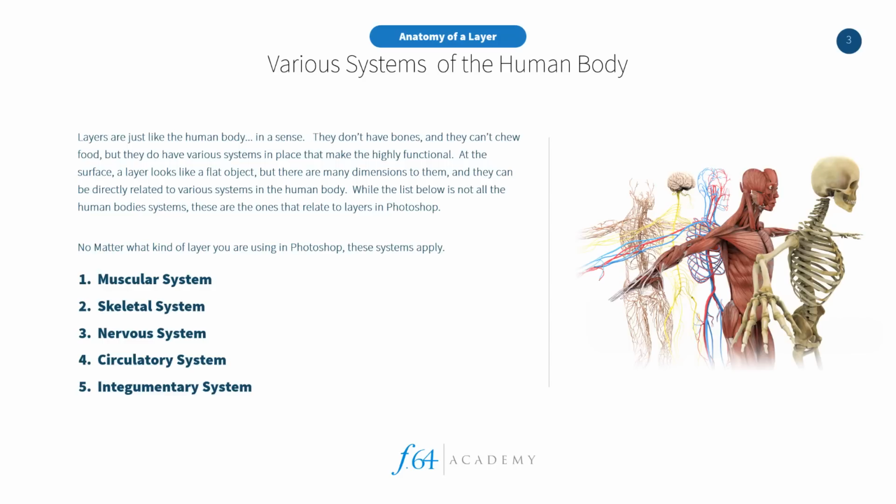when it's interacting with the layer's palette. So there's many systems in the human body, and these aren't all the systems, but these are the systems that we can relate to various parts of a layer so that we can better understand what it does. And those systems are the muscular system, the skeletal system, the nervous system, the circulatory system, and the integumentary system.